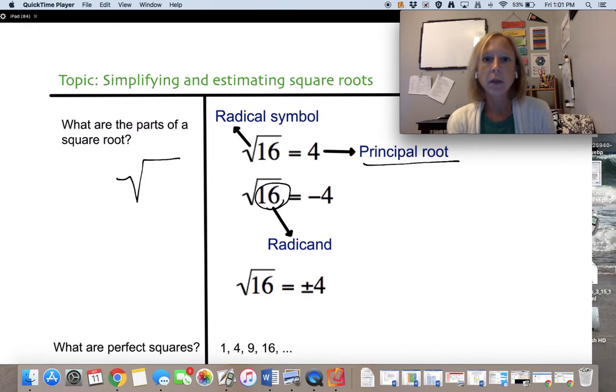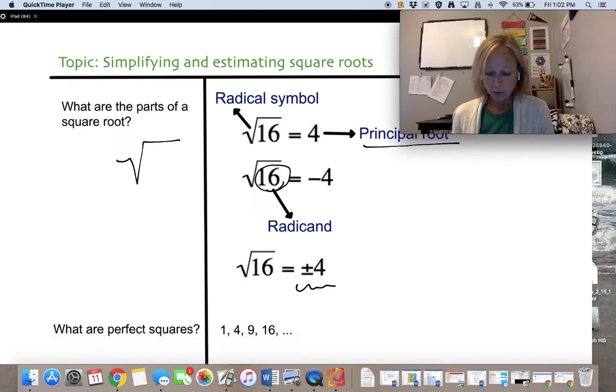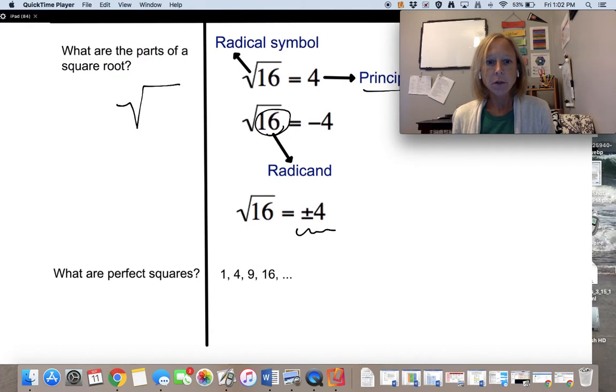But we all know that -4 times -4 is also 16, so that is also a valid answer, but it is not the principal root. Sometimes what we do is we write our answer with this plus and minus symbol to show both answers, +4 and -4. Another thing here that we want to make sure we review are our perfect squares.